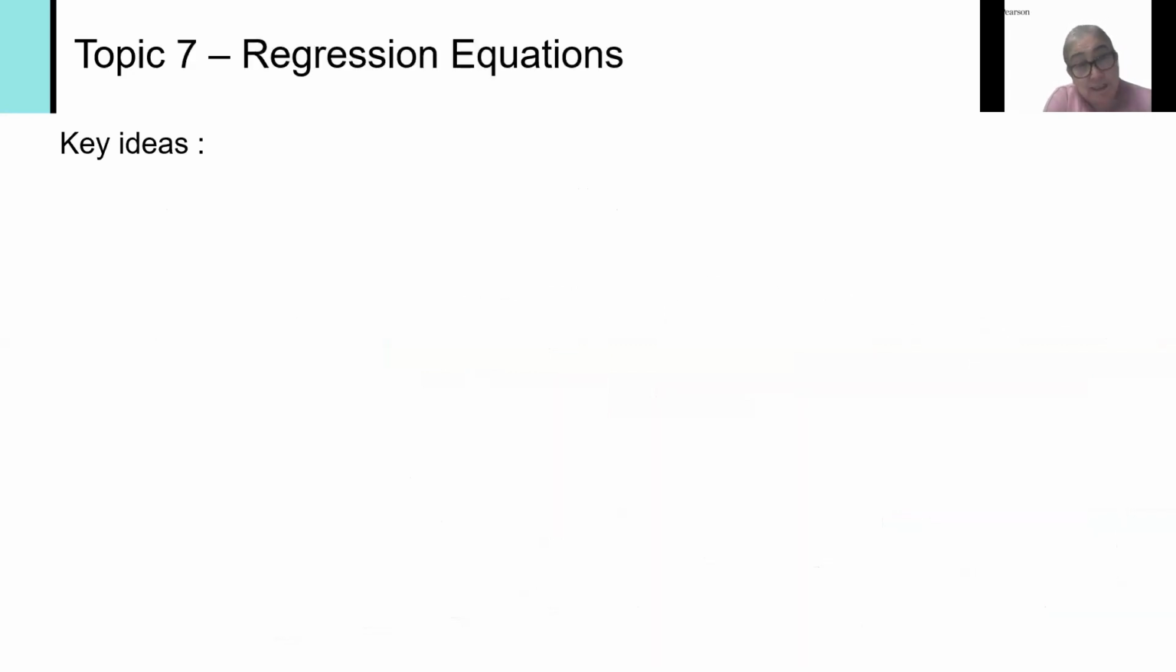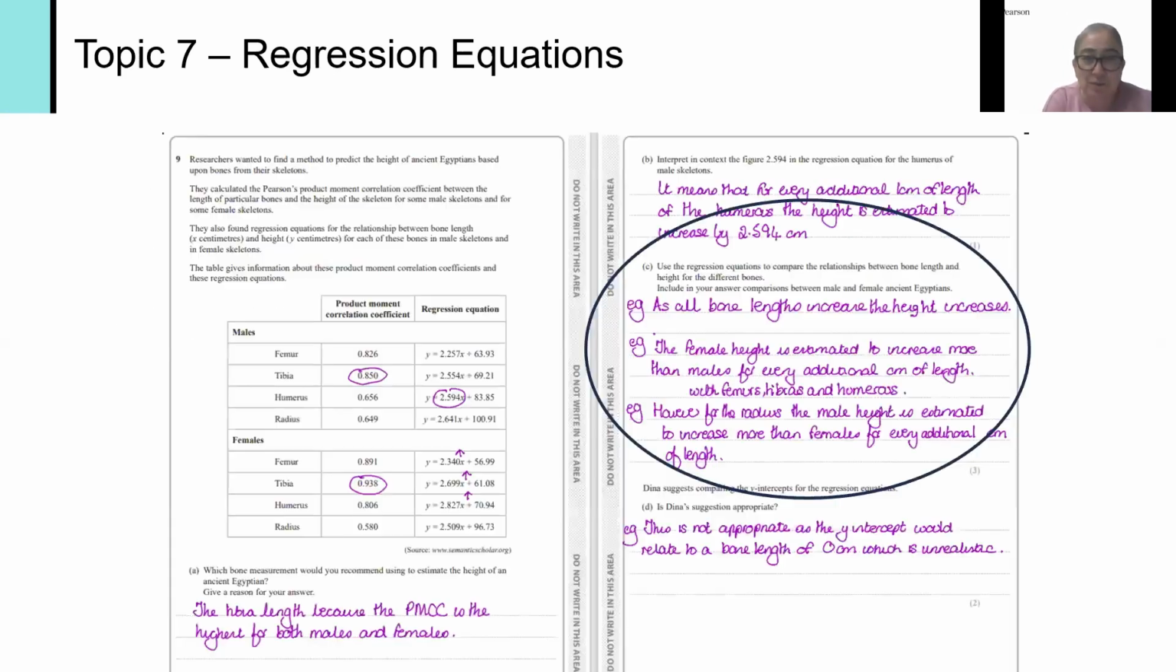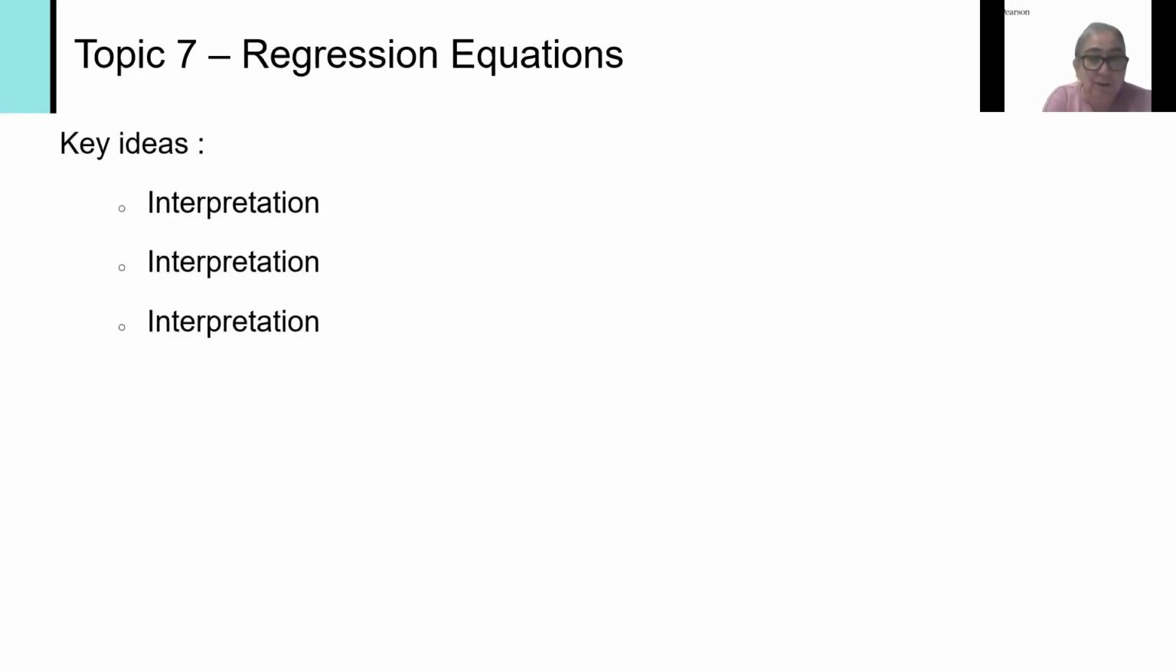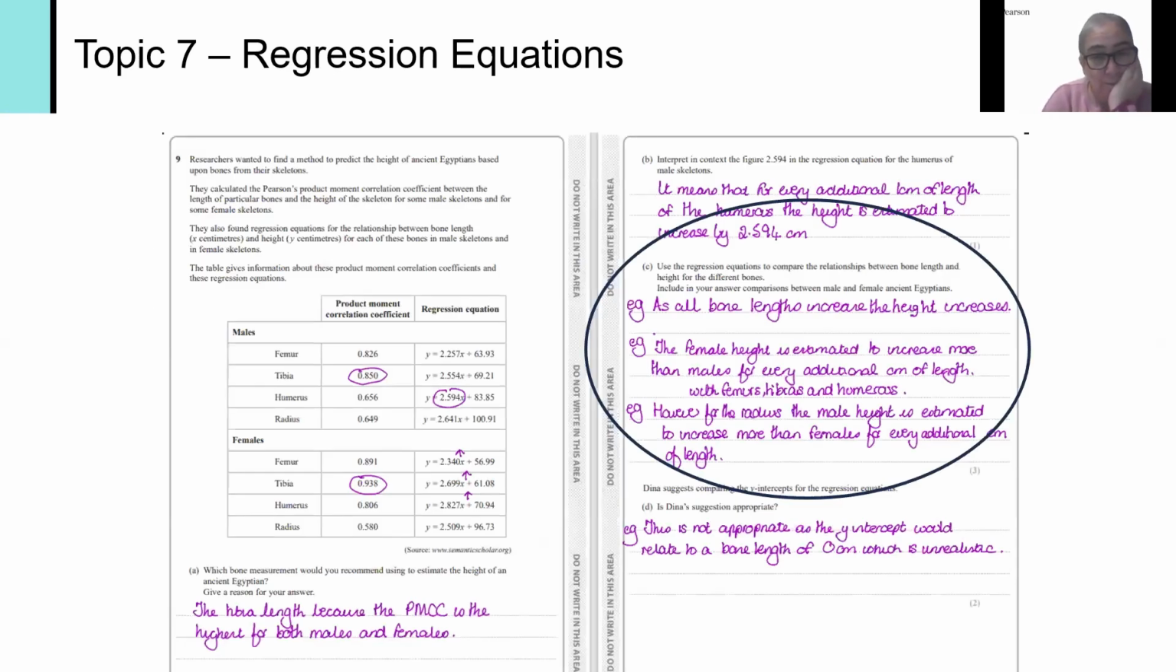Right, and then topic 7, the regression equations. Again, it's all about interpretation. It could be argued, I suppose, that for this kind of question, some of it's exam technique, some of it is about talking to students about, okay, so let's look at how many marks, how many points do I need to make? So on a 3-mark question, I need to be making at least 3 valid points.